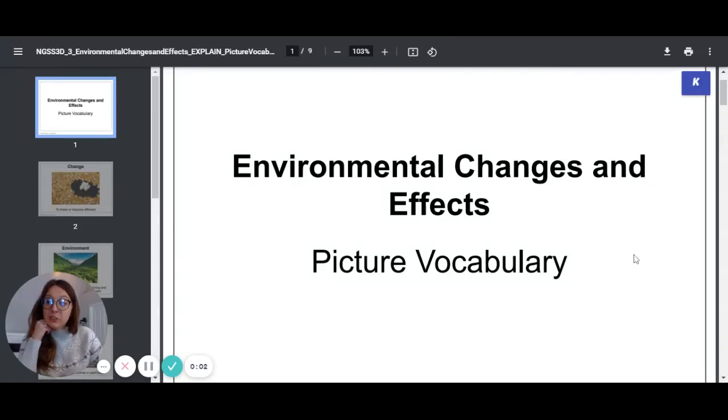Hi, boys and girls. We are going to learn our vocabulary for a new science unit. This unit is environmental changes and effects. Let's look at our first word.